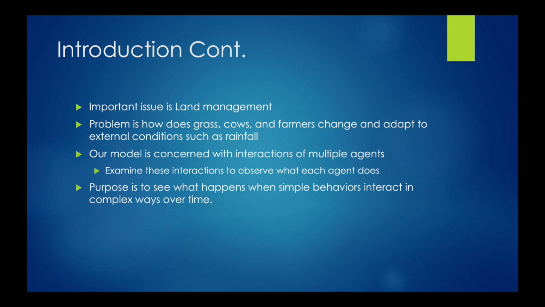An important issue for our system, obviously, is the management of land. The big problem here is, how do grass, cows, and farmers change and adapt to external conditions such as rainfall? If it's raining too much, it could wash away the grass. If it's not raining enough, you could lose grass just from natural attrition. So our model is concerned with interactions of these multiple agents. We're going to examine these interactions to observe what each agent does given a set of conditions. The purpose, again, is to see what happens when simple behaviors interact in complex ways over time.